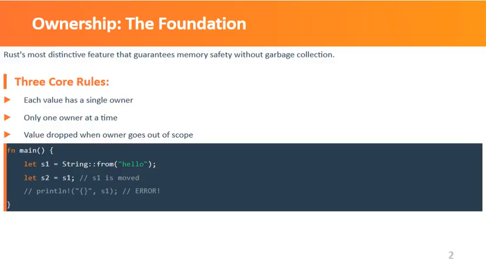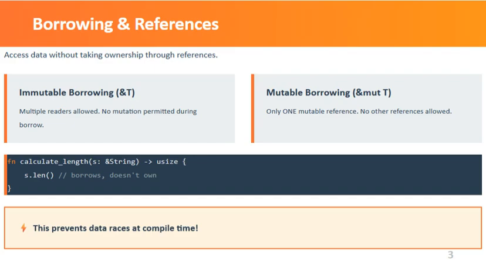Ownership is Rust's foundation for memory safety without garbage collection. Remember the 3 core rules. Each value has a single owner, only one owner at a time, and the value is dropped when the owner goes out of scope. When you move a value, the original owner can no longer access it, preventing use after free bugs entirely. Borrowing lets you access data without taking ownership through references.